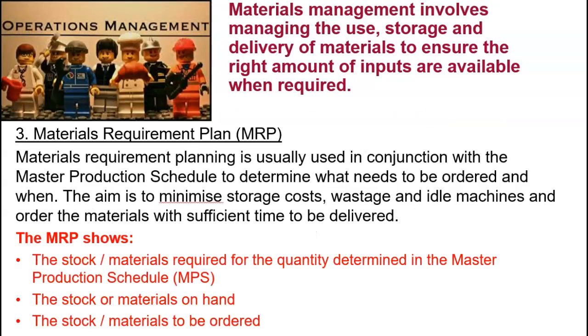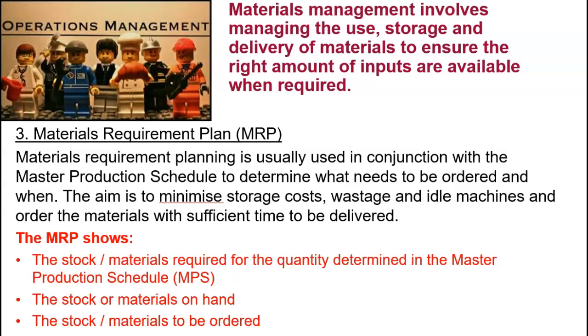So our third strategy is the materials requirement plan, and this works in very closely with the master production schedule. It's used to determine what needs to be ordered and when. So once you've got your schedule, and you know exactly what you're going to produce, the materials requirement plan breaks down all of the component parts or the materials needed to produce all of the items that are on the master production schedule. So that's what the materials requirement plan does. And the aim is to minimise storage costs.